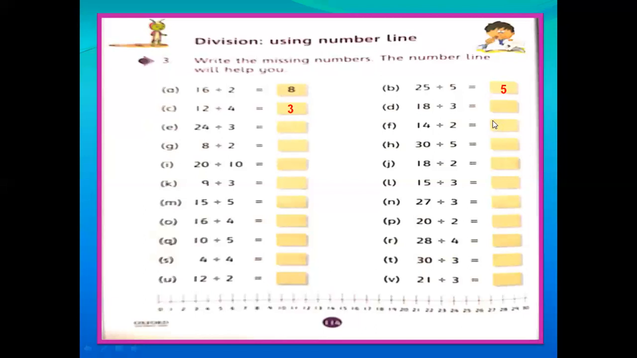18 divided by 3. Read the table of 3. 3 ones are 3, 3 twos are 6, 3 threes are 9, 3 fours are 12, 3 fives are 15, 3 sixes are 18. So 18 comes because 18 is the bigger number and 18 is the first number. So 18 comes when we multiply 3 with 6. So it means 6 is our answer.